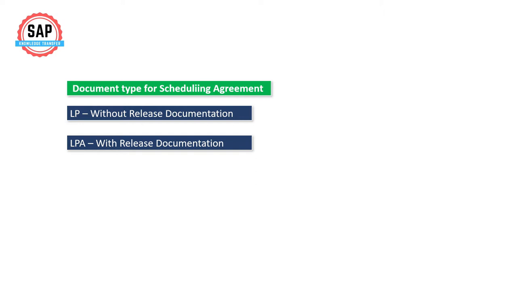With LPA, if we make any changes in the scheduling agreement, like delivery quantity or delivery date changes, it will only be saved in the system, because it will not automatically go to the vendor for transmission. So after release only, it will appear in the vendor portal. So these are the two major document types for scheduling agreement. Let's see it practically.